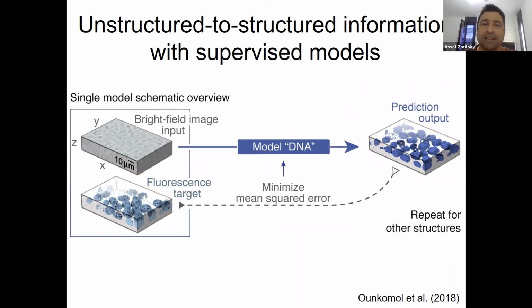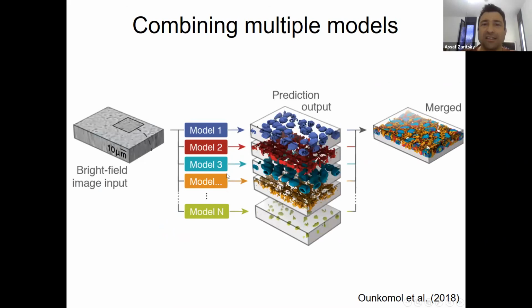Now you have a network that gets a bright field image and can map it into a fluorescent image. For each organelle, we have a different model that we trained independently. We take a bright field image and use model one, model two, model three, etc., and for each model, we generate the localization of the organelle. But this image is not labeled with anything. It's just that in the training, we learn this mapping from a bright field to the localization of each molecule.